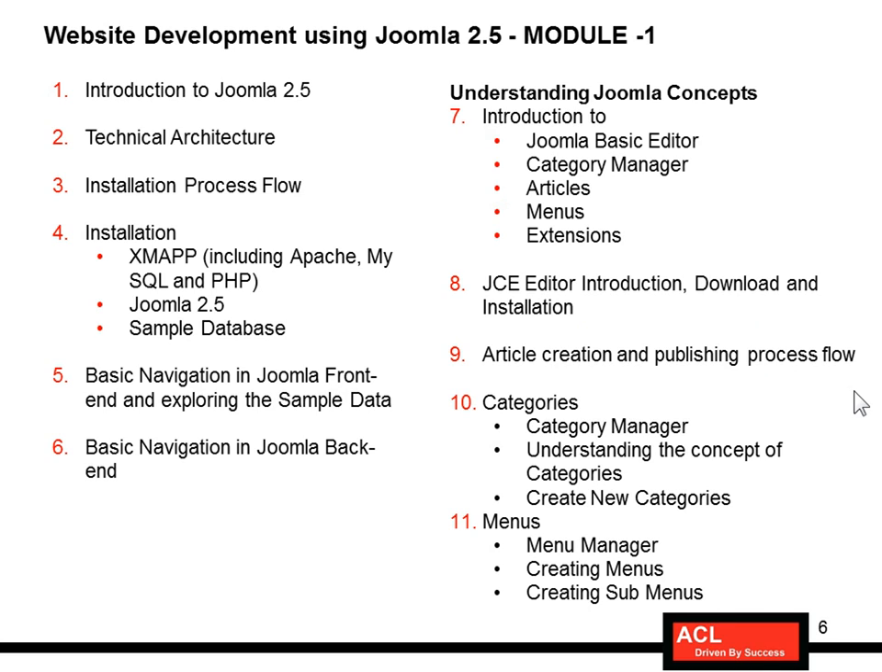Then we'll understand how an article is created and published. I will show you an end-to-end process flow, how to go about creating an article, attaching it to a menu, and then how to format an article, and finally publish it so that people can view it on the website or on the front end. We'll move on to understanding the category manager and different concepts around categories, then a number of concepts around menus. So in other words, we are covering every aspect of the Joomla content management system.